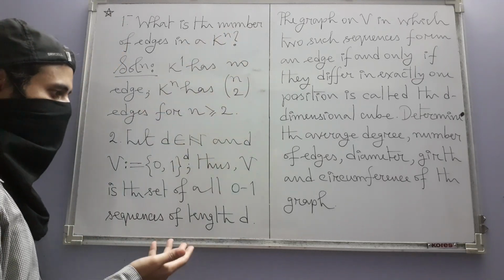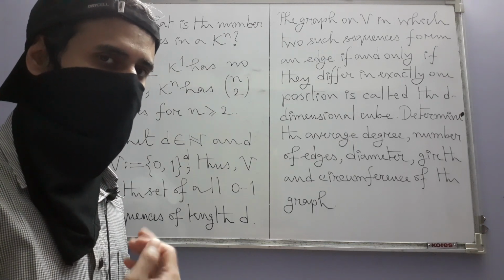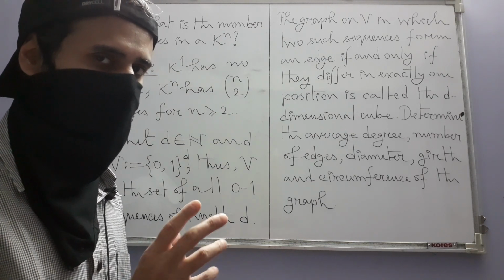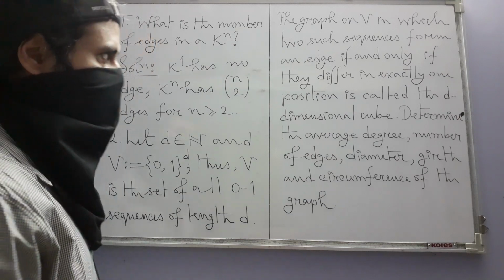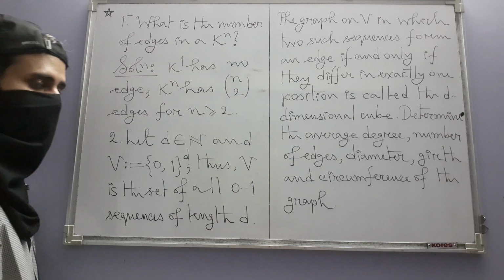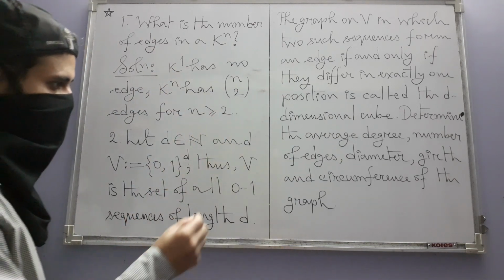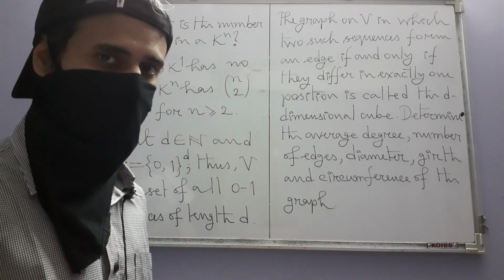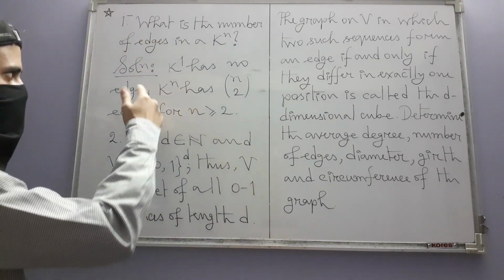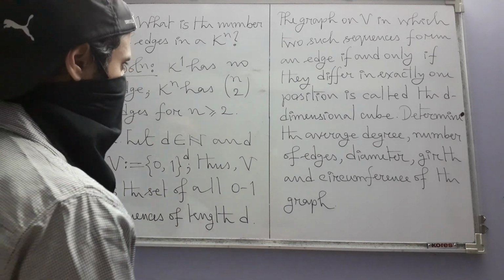Now because we are to treat the empty graph with disregard, this has already been decided in the text. So we start our n value with n equal to 1. So K1 is of course just one vertex and no edge. So K1 has no edge. The number of edges in K1 is 0.